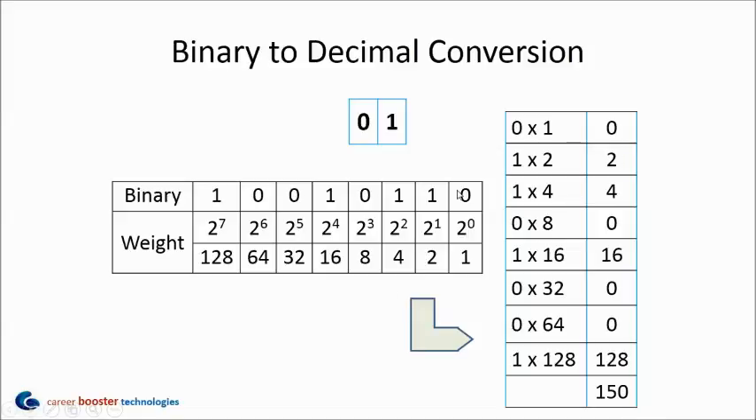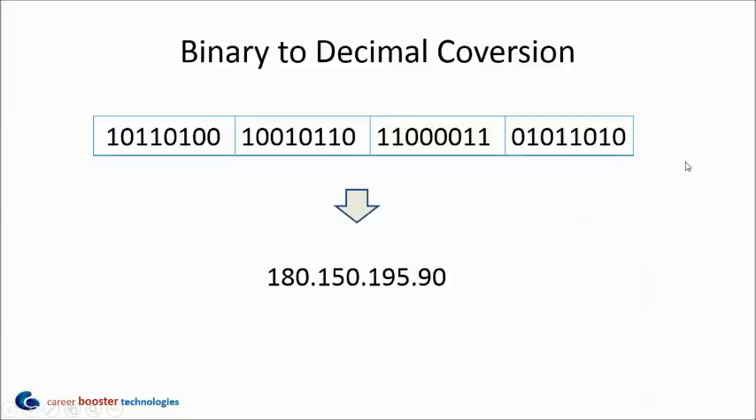So if I convert this 8-bit binary value to decimal, I get 150. This is binary to decimal conversion. Here I take an IPv4 address, which is a 32-bit number split into 4 equal parts. Then I take each of these equal parts and convert them into decimal separately.